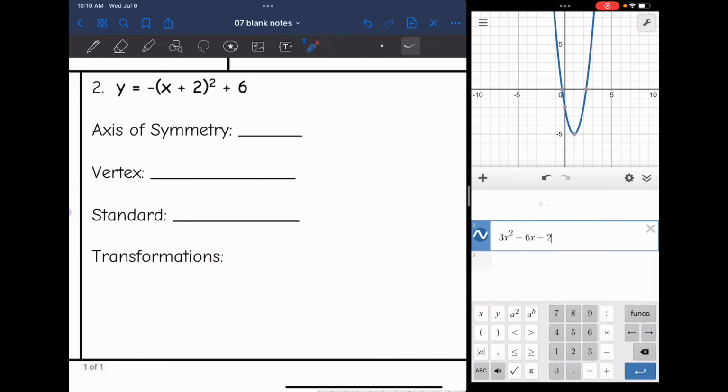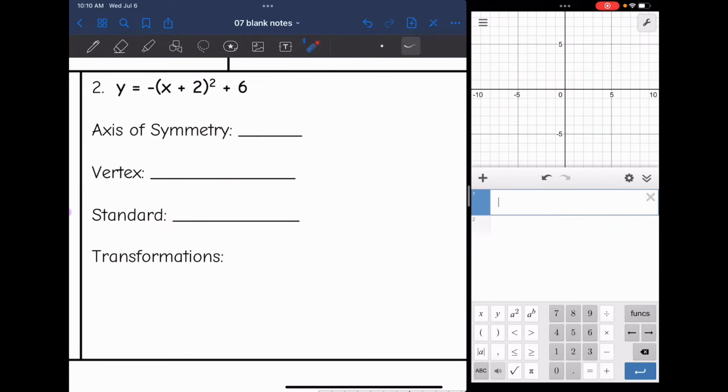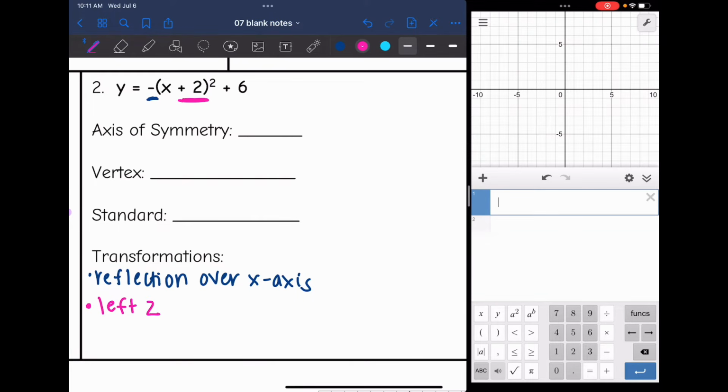All right, let's look at number 2. So I have a negative sign in front of my parentheses, which means that I have a reflection over the x-axis. There's no number, so I did not make the parabola any skinnier or any wider. And then I do have some addition, so I shifted. This plus 2 inside the parentheses means that I moved left 2.